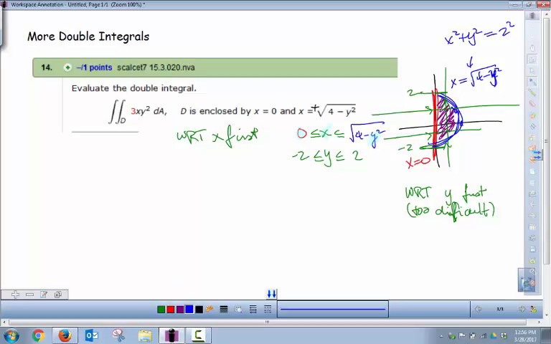Okay, so here's our integral. We have our integrand as 3xy squared. We're integrating with respect to x first, so our x limits are going to go from 0 to the square root of 4 minus y squared. And then our y limits are going to go from negative 2 to 2.